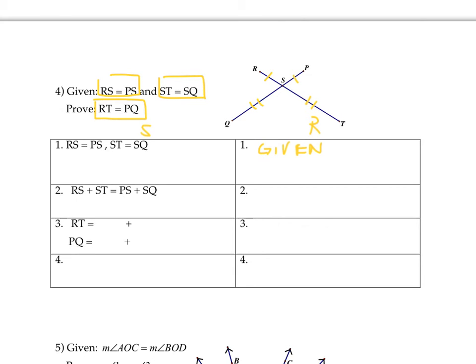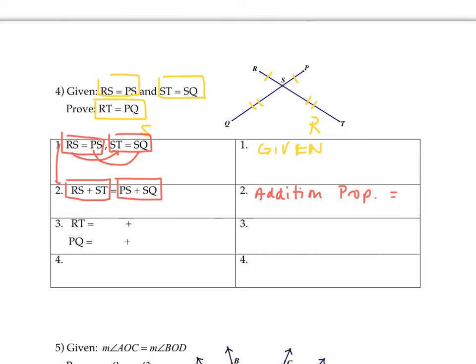Okay, going from line 1 to line 2, what's happening here is I'm taking RS and adding it to ST to get this statement, RS plus ST. And then I'm taking PS plus SQ to get this statement. So if we have equal amounts, and then we're adding them to equal amounts, we're using the addition property. And it's the addition property of equality.